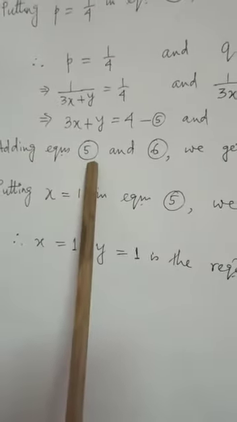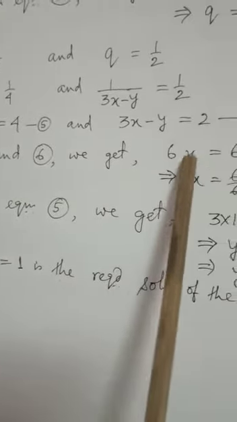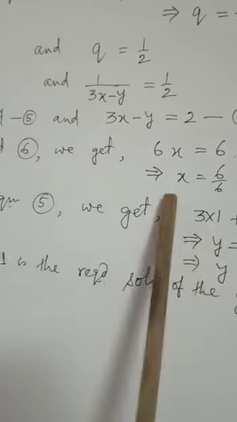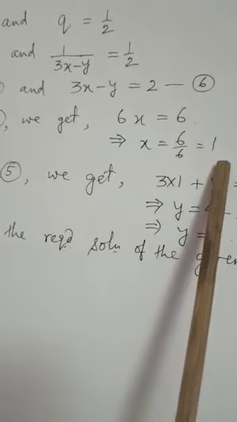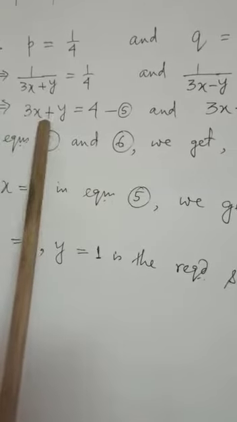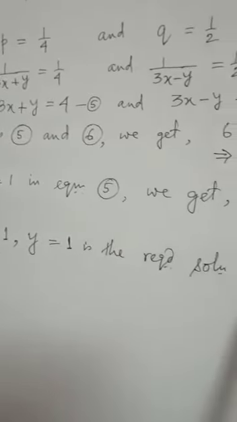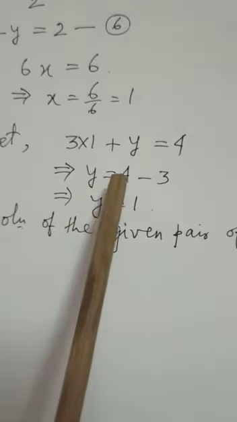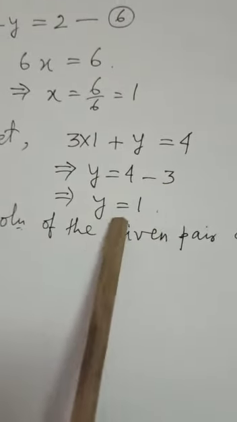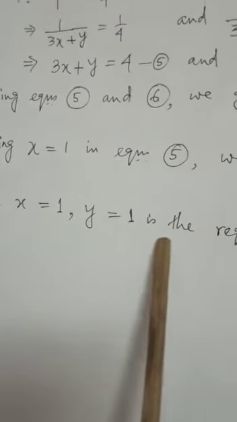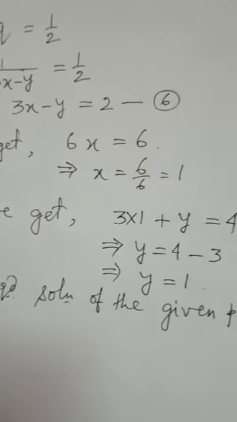So therefore adding equations 5 and 6, we get 6x is equal to 6. That implies x is equal to 1. Now substituting this value of x, that is x is equal to 1, in equation 5 we will get 3 into 1 plus y is equal to 4, which is written here. That implies y is equal to 4 minus 3, that implies y is equal to 1. Therefore x is equal to 1, y is equal to 1 is the required solution of this pair of equations.